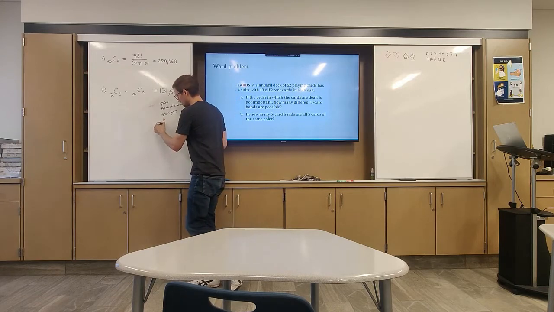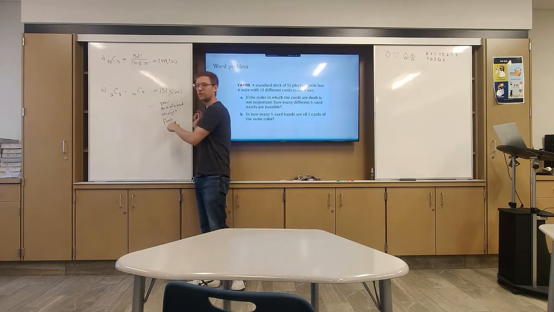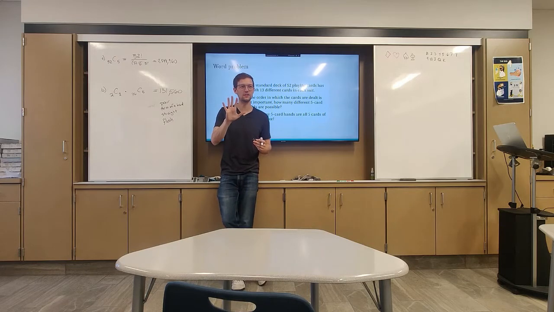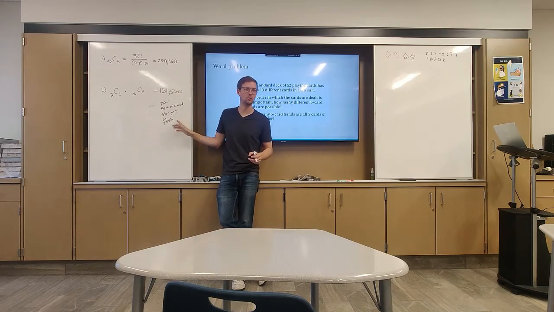A flush is a hand where all of your 5 cards are the same suit. A royal flush is very specific. It has to be a flush, so all of them have to be the same suit, but also it has to be a straight, which means all your cards are in order, but also it has to be the best straight that there is, which is 10, Jack, Queen, King, Ace, and all of the same suit, which is really, really, really hard to get.